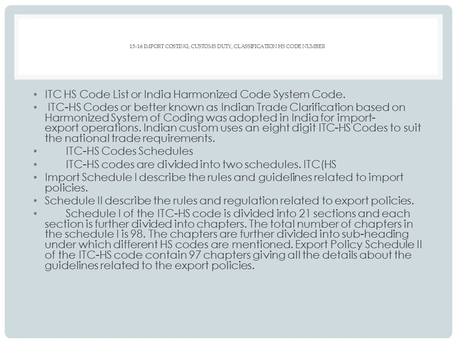Schedule 1 of ITC-HS code is divided into 21 sections, and each section is further divided into chapters. The total number of chapters in this schedule is 98. The chapters are further divided into subheadings under which different HS codes are mentioned. Export policy Schedule 2 of ITC-HS code contains 97 chapters giving all the details about the guidelines related to the export policies.